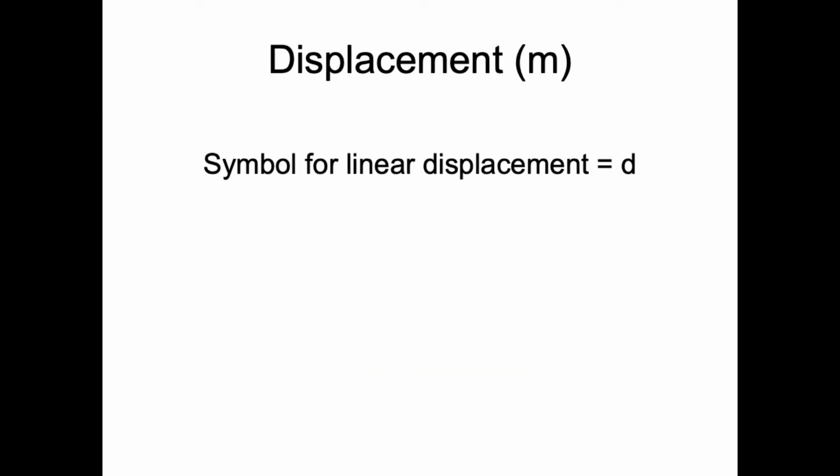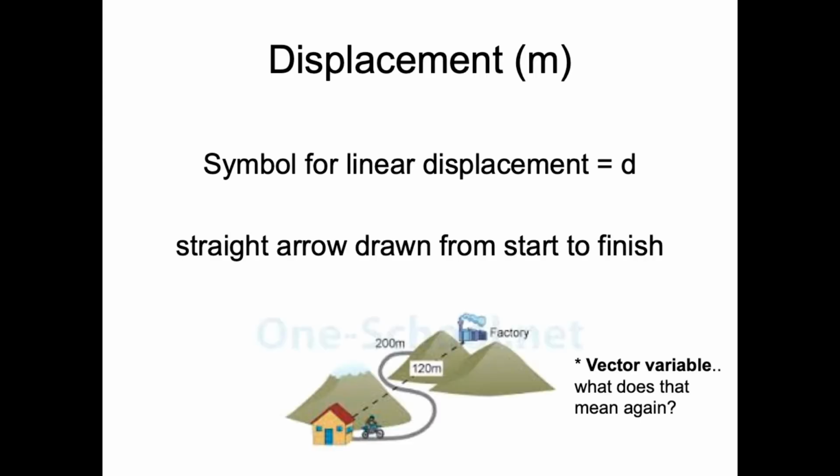Displacement, on the other hand, needs a magnitude, has a unit, but also needs a direction. The symbol for linear displacement is d, which is easy to remember because displacement starts with d. But the definition is the straight arrow from start to finish, which means if you were to open your eyes when he leaves his home and you see where he is, and then you close your eyes, he does his little path, 200 meters, his distance, ends up at the factory, and then you open your eyes again, you would really just know where he ended up and where he started.